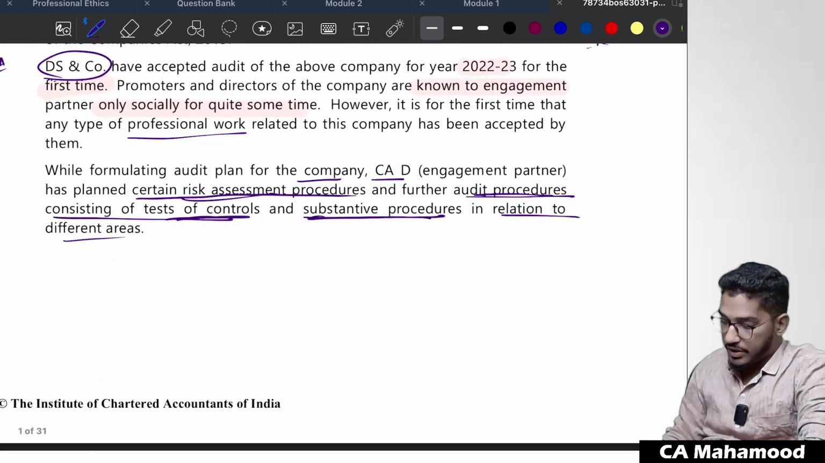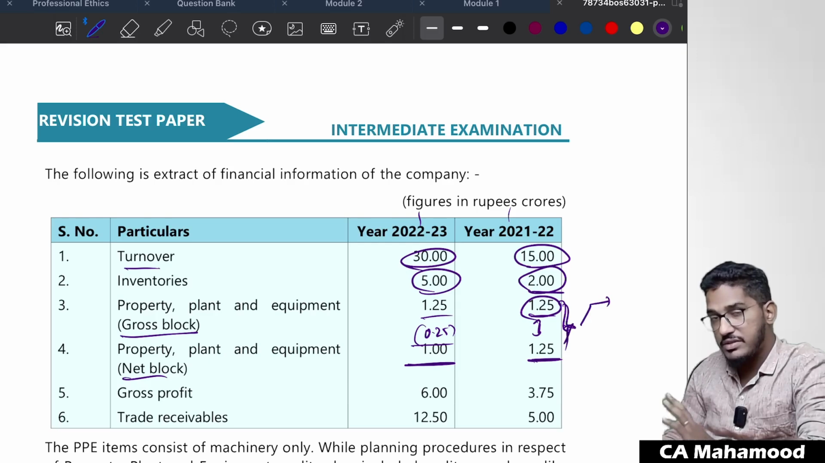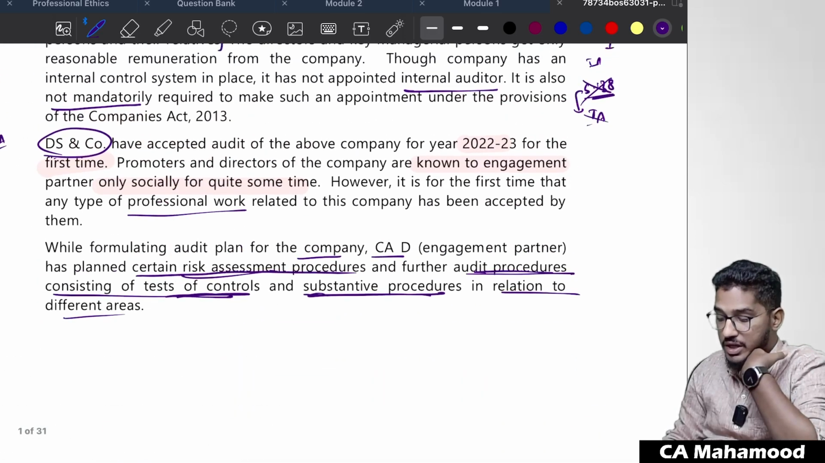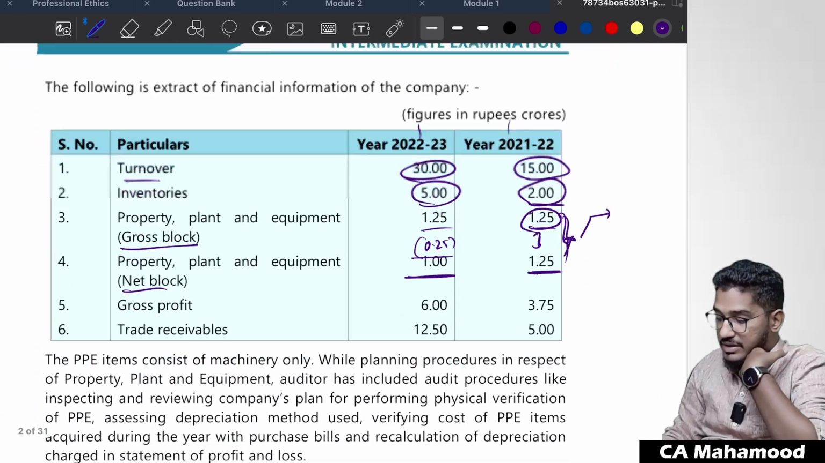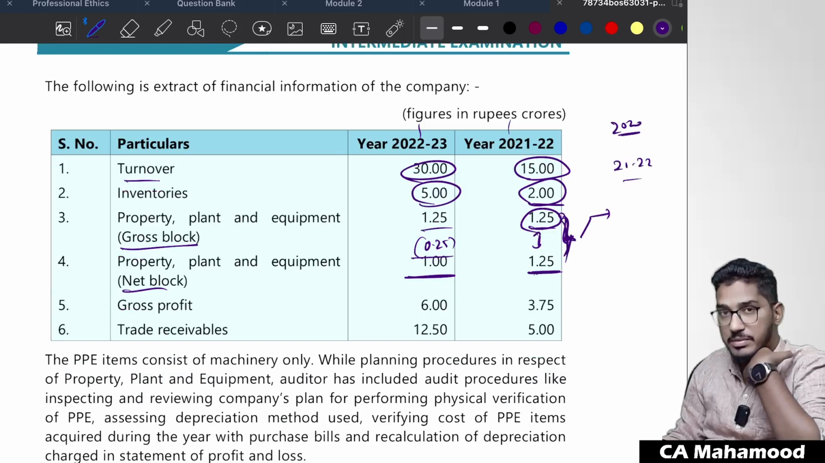Did you find this thing here? In the last year's financial data, property, plant and equipment, gross block and net block, both are the same. So there could be two reasons. One is there could be a genuine reason, might be depreciation is there but a new asset has been acquired. But it is clearly telling that no asset was acquired. The last updation for the machinery was made in the year 2020. So that means if the machinery is there from the year 2020 only, in the year 21-22 also there should have been some depreciation.